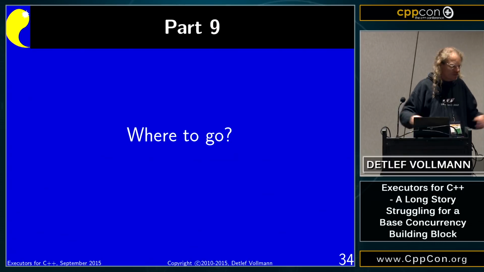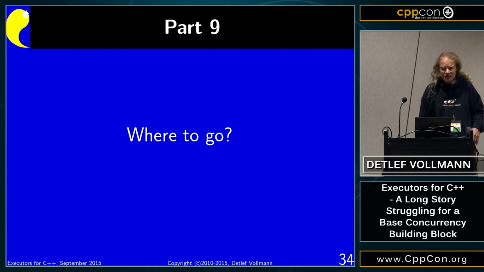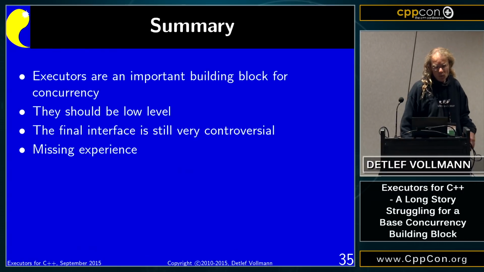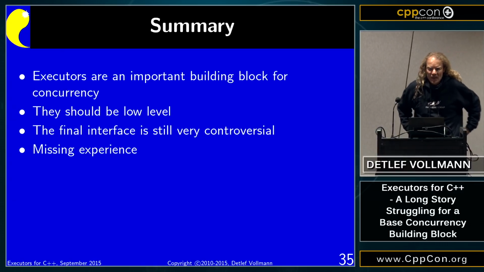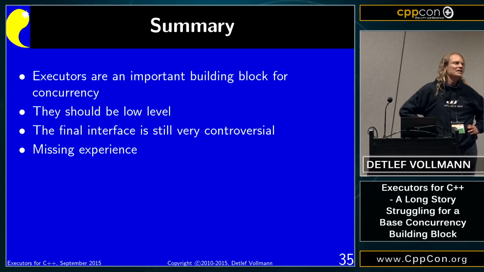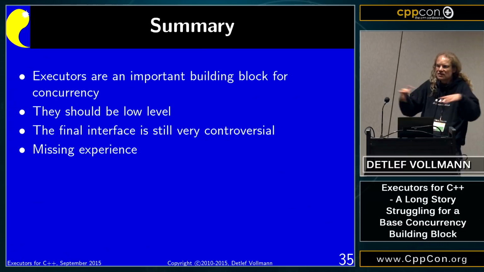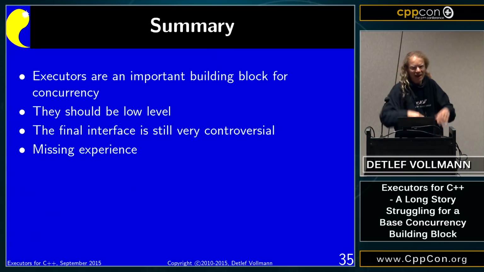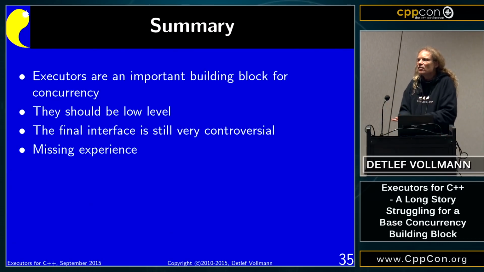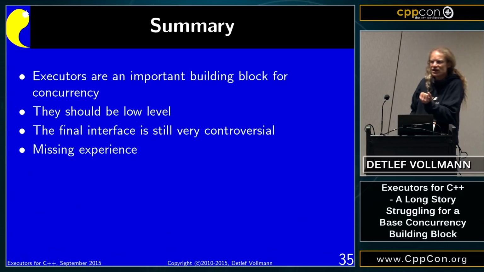So the status quo is we don't have an executor interface. So what do we need to do? Well, executors are a very, very important building block for anything that is even remotely concurrent, asynchronous, parallel. But they should be very low level. They should provide you the interface for the middle layer. They should not provide you an interface for the application programmer.